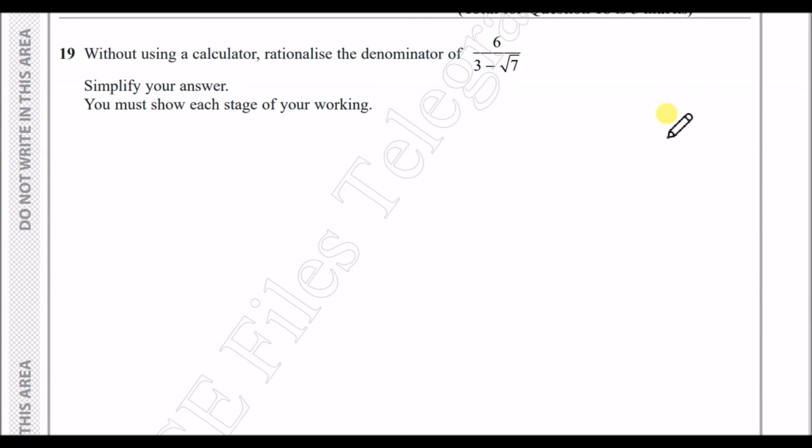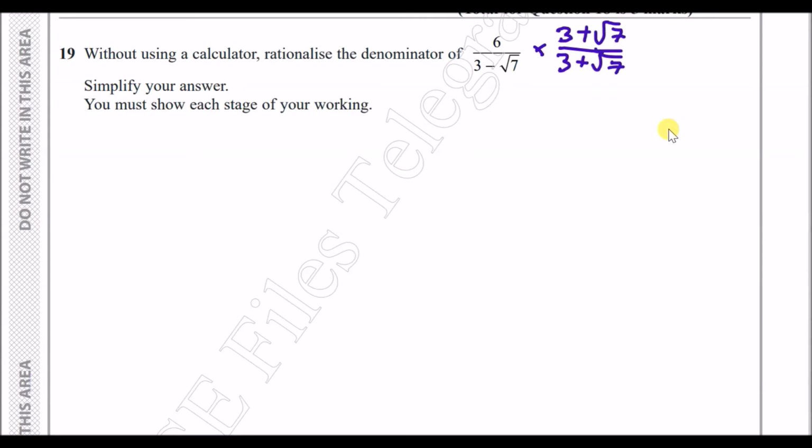So to rationalize the denominator, all you have to do is multiply up and down by the conjugate of this, so the inverse of that value. So instead of minus, it would be plus. So it would be up and down by 3 plus root 7 over 3 plus root 7.